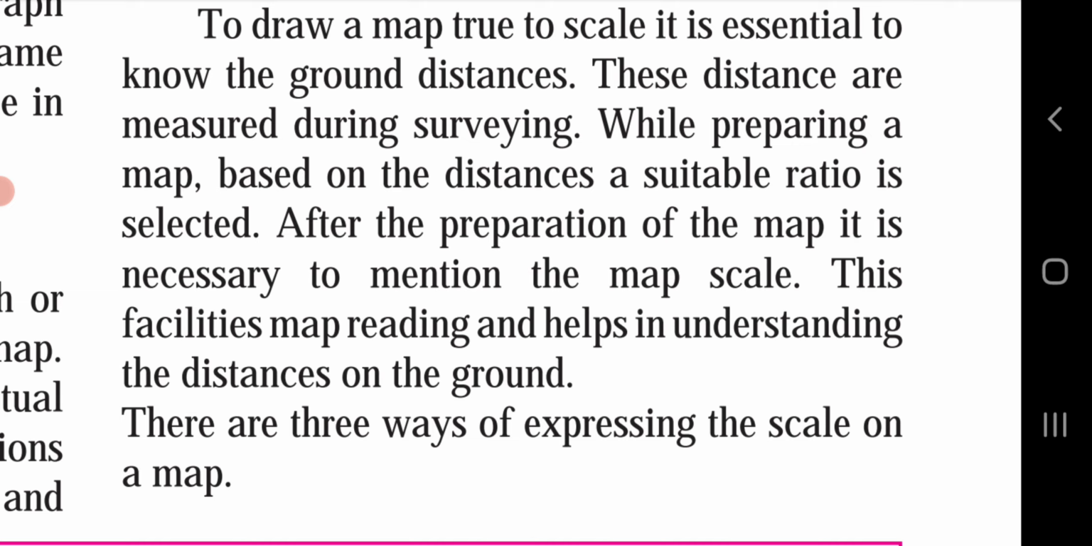So, what is map scale? The ratio of the distance between two locations on the map to the actual distance between these two locations on the ground is known as a map scale. And what are large scale maps? Maps which give detailed information about small areas like a city, village, etc. and are expressed on a scale having a ratio larger than 1:10,000 are known as large scale maps.